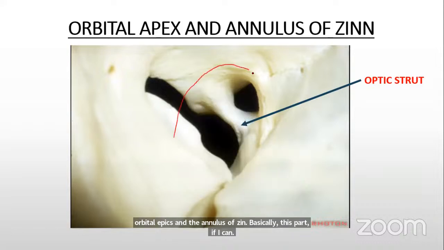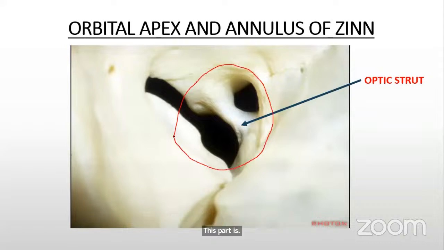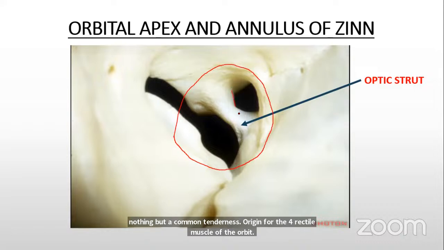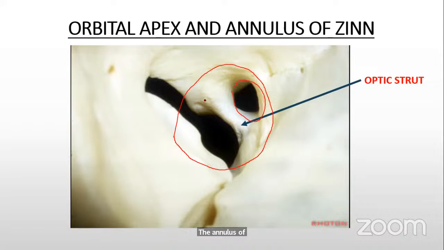This part is comprised of a tendinous ring, which is called the annulus of Zinn. The annulus of Zinn basically is nothing but a common tendinous origin for the 4 recti muscles of the orbit. The annulus of Zinn has the optic foramen and the oculomotor foramen. This is the oculomotor foramen. The optic foramen allows for the transmit of the ophthalmic artery and the optic nerve.